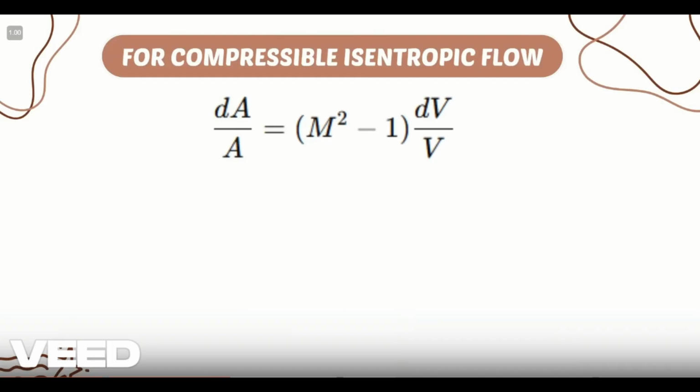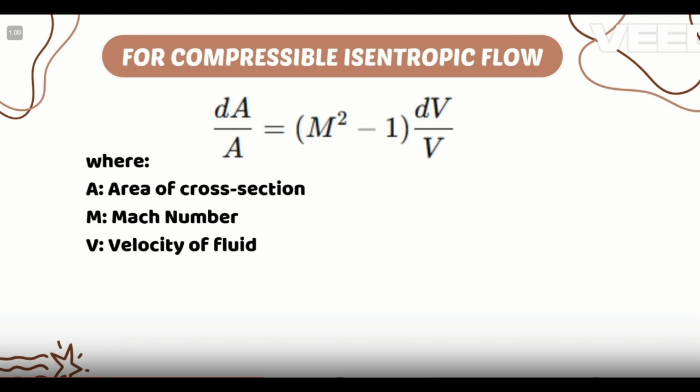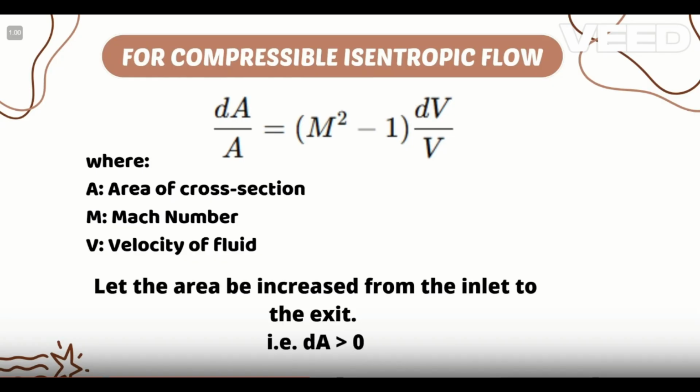So for compressible isentropic flow, isentropic is nothing else but a reversible adiabatic process, we have this equation: dA/A = (M² − 1) dV/V, where A stands for area of cross section, M stands for Mach number, and V stands for velocity of fluid. So dA represents the change in area, that is exit area minus inlet area, and similarly dV represents the change in velocity, that is exit velocity minus inlet velocity.